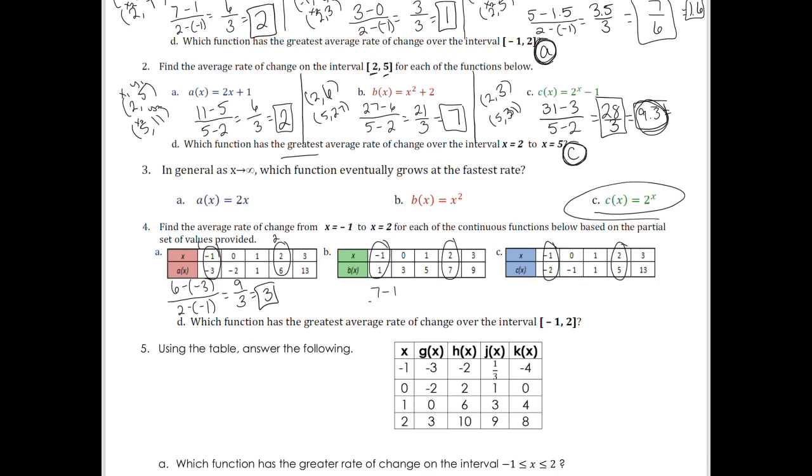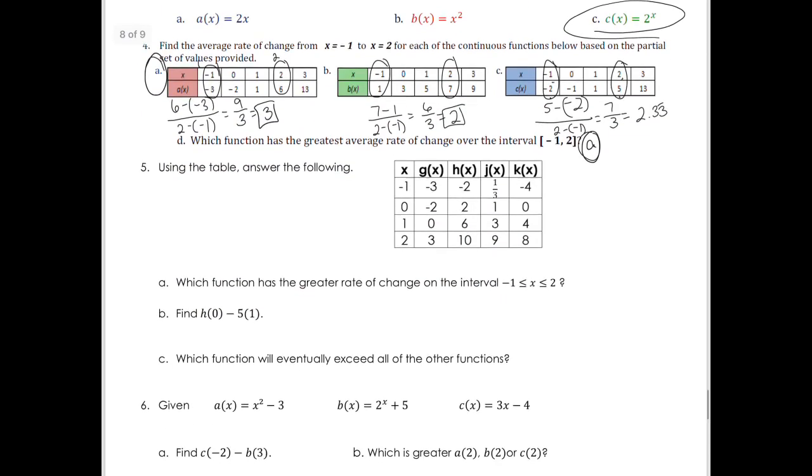7 minus 1 over 2 minus -1 gives me 6 over 3, which is 2. 5 minus -2, right? Y2 minus y1 over x2 minus x1. 7 over 3, which is like 2.333 repeated. Okay. Which function has the greatest rate? It will be A, because 3 is bigger than all those other numbers.